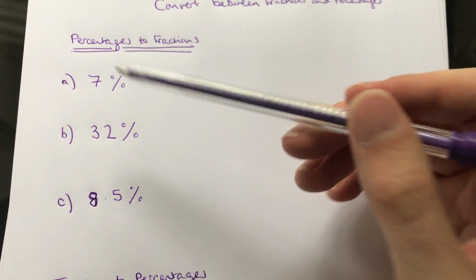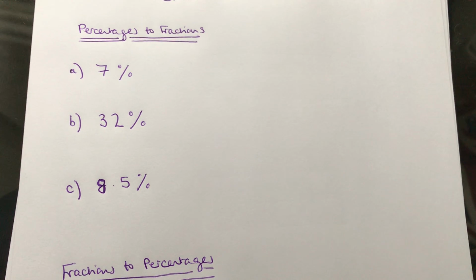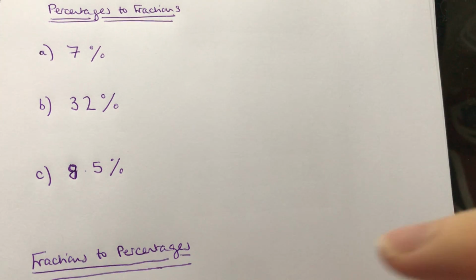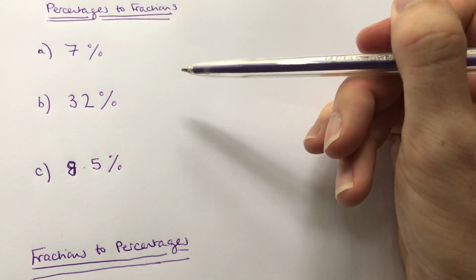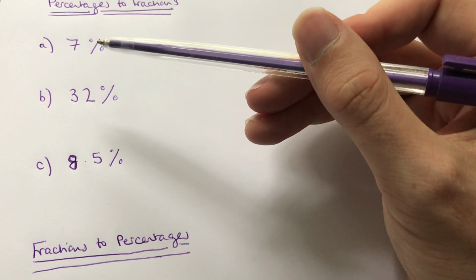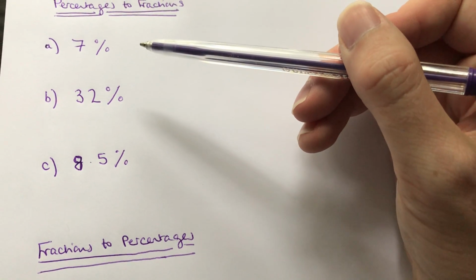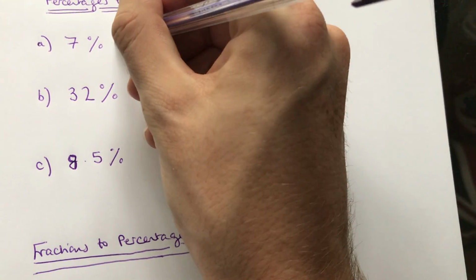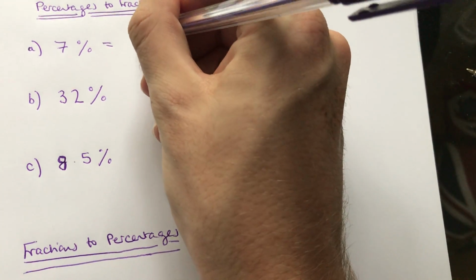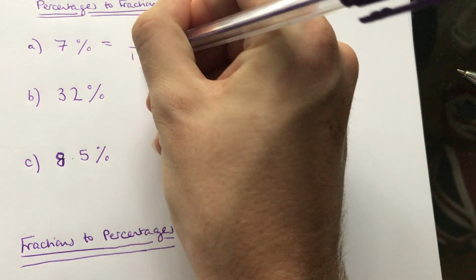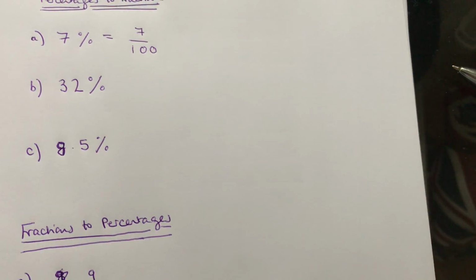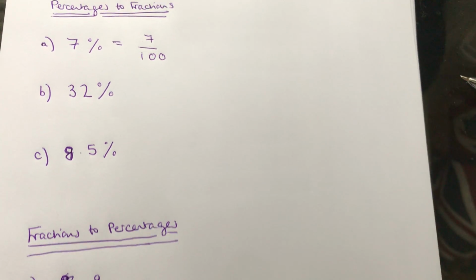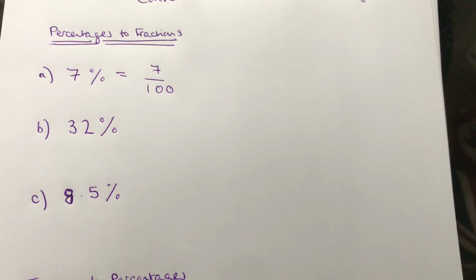So, 7%. Let's firstly think, we've looked at it before, what is a percentage? A percentage is a fraction over 100. So if 7% is a percentage, then 7% equals 7 over 100. We cannot simplify this further, so this is our fraction. This is in its simplest form.